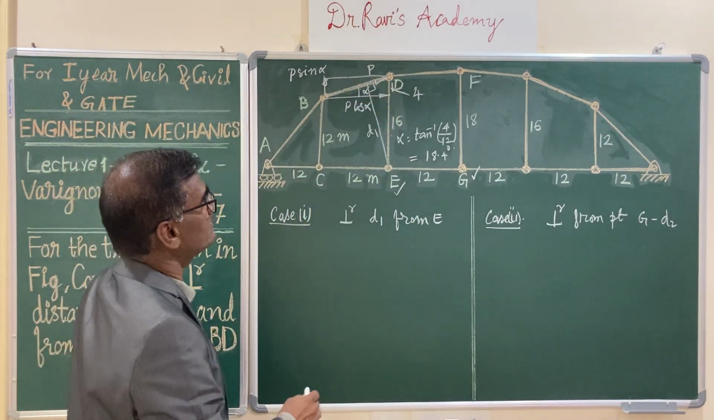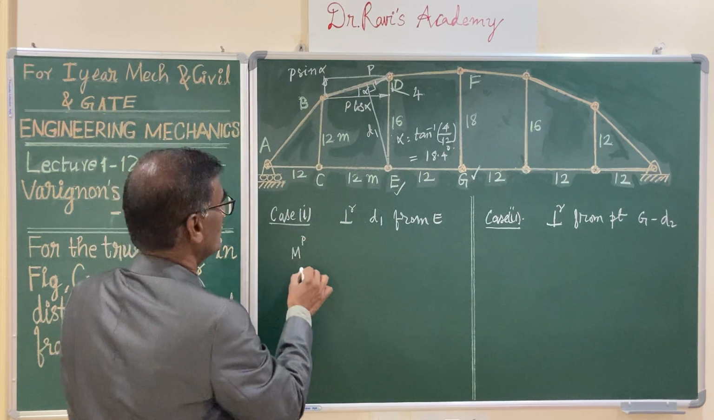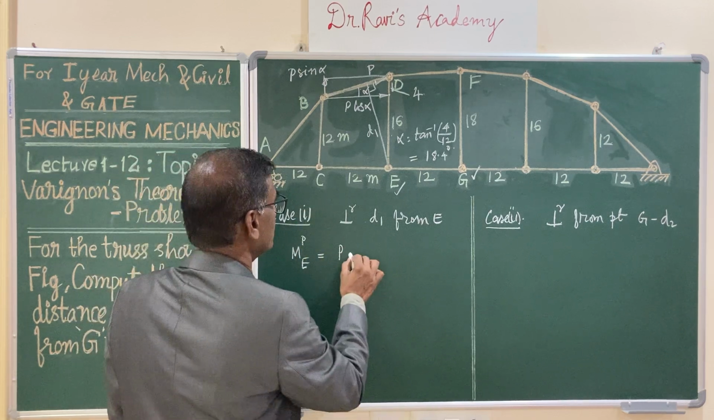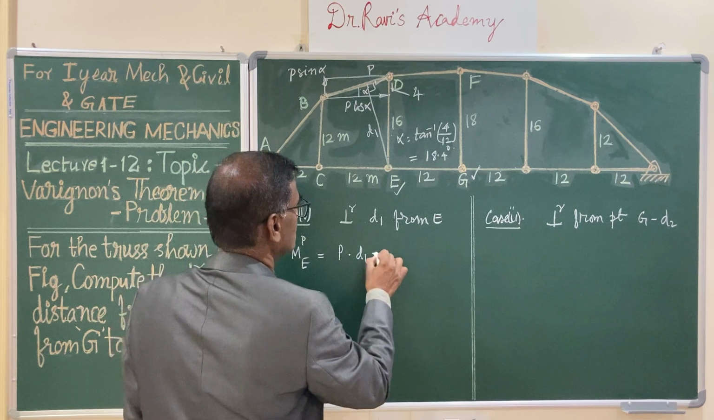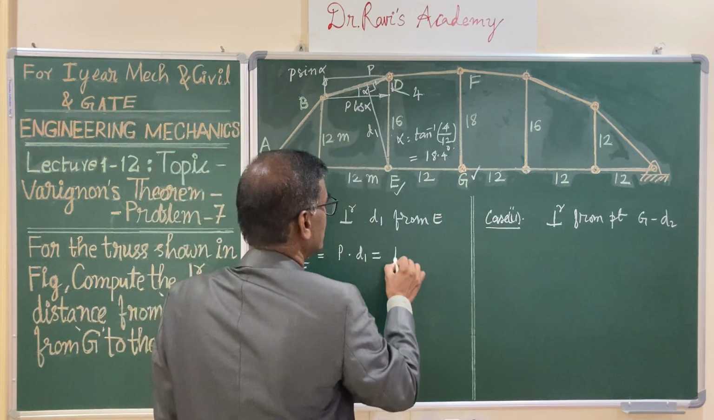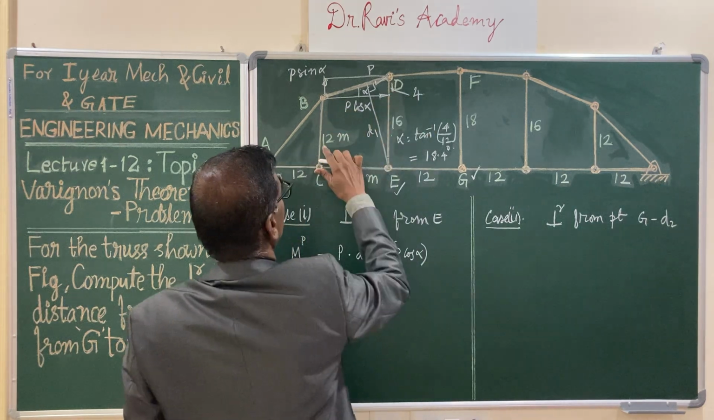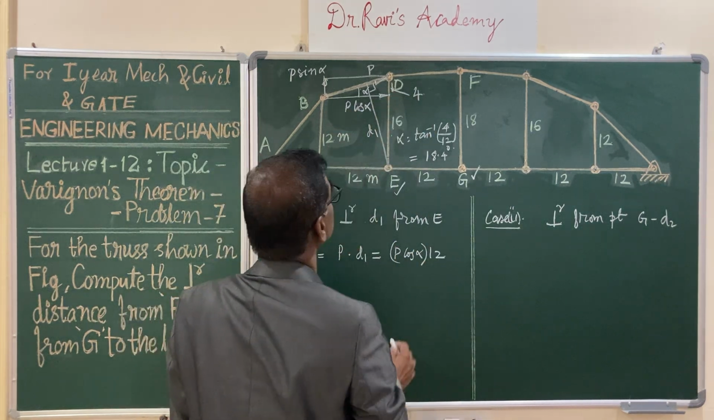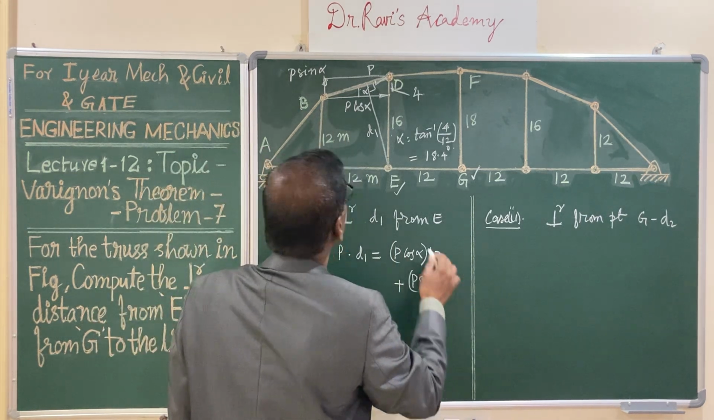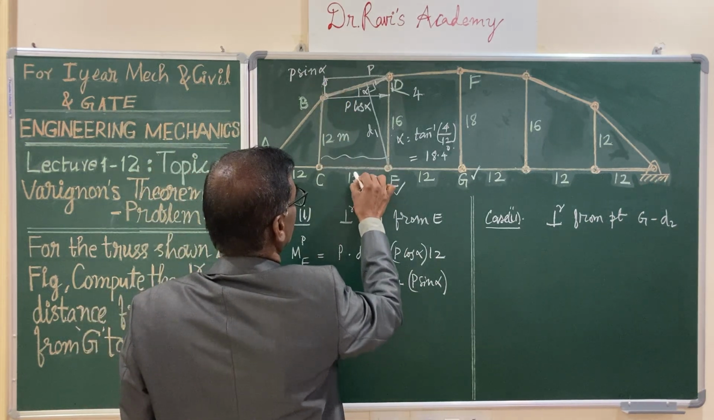Let us write the expression for the moment of force P. Moment of force P about the point E is nothing but P, the resultant force, into the moment arm D1. This you can write as the algebraic sum of the moments of its components. It is P cos alpha, the horizontal component, this is the line of action, and the moment arm is 12 meters, plus the vertical component P sin alpha, into, this is the line of action of the force, and you can see that this length is 12 meters.